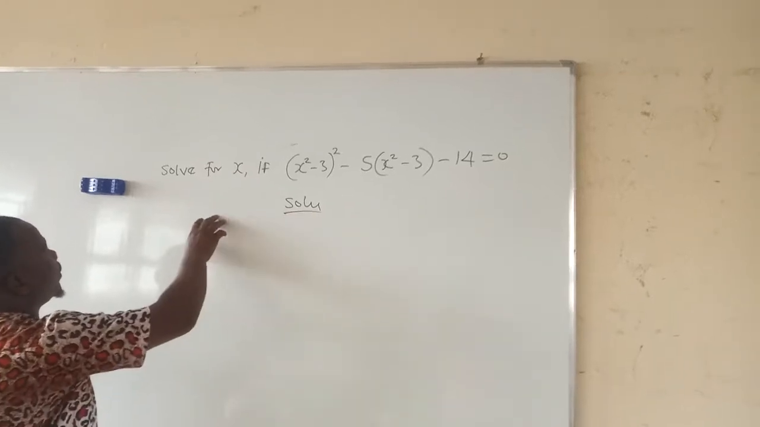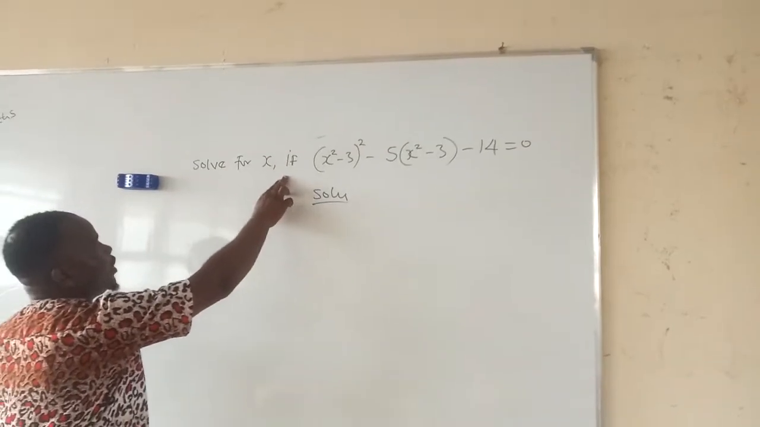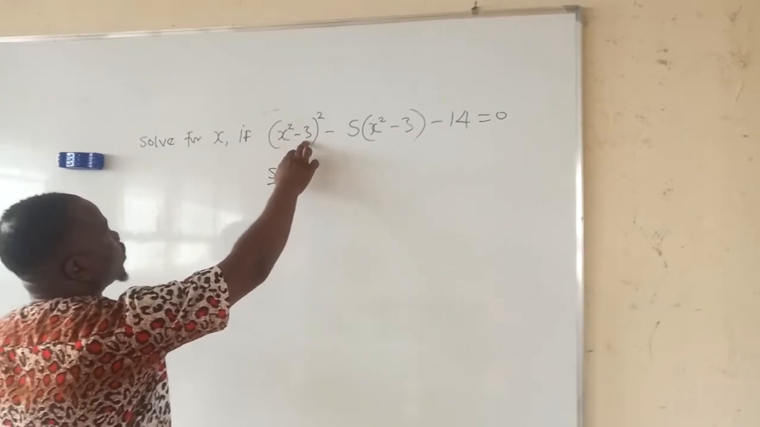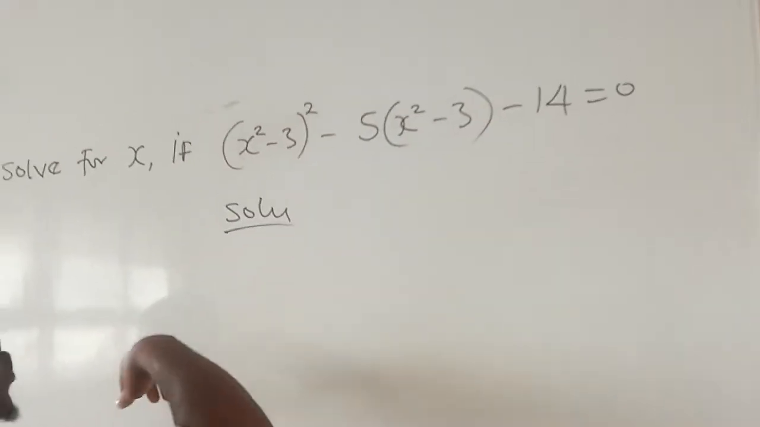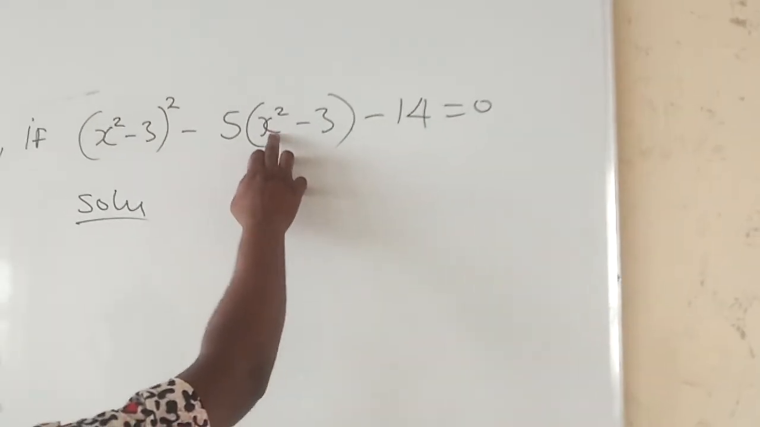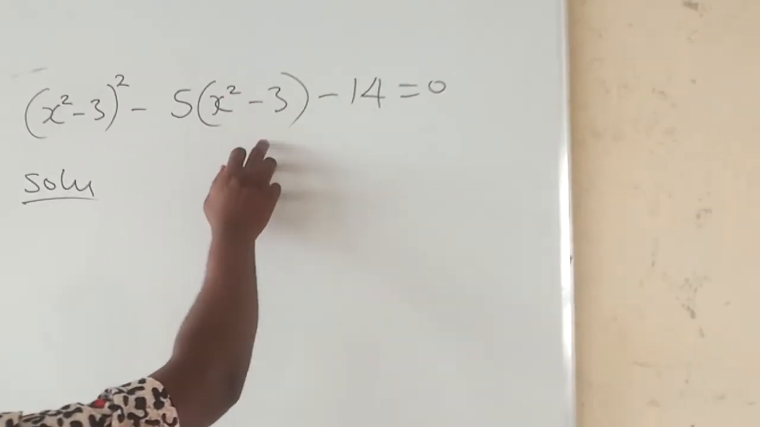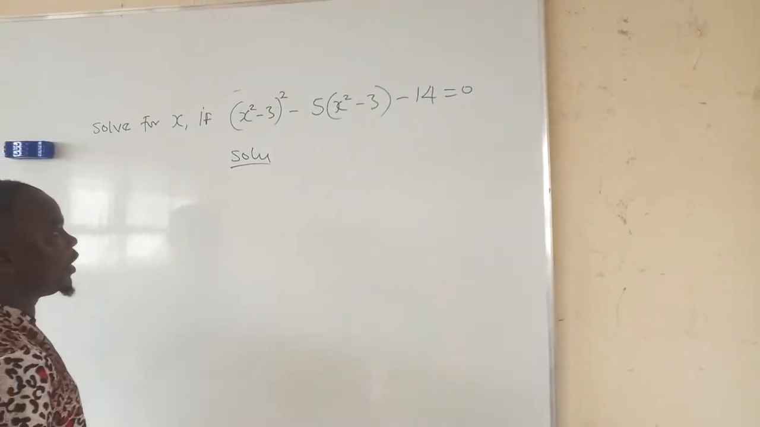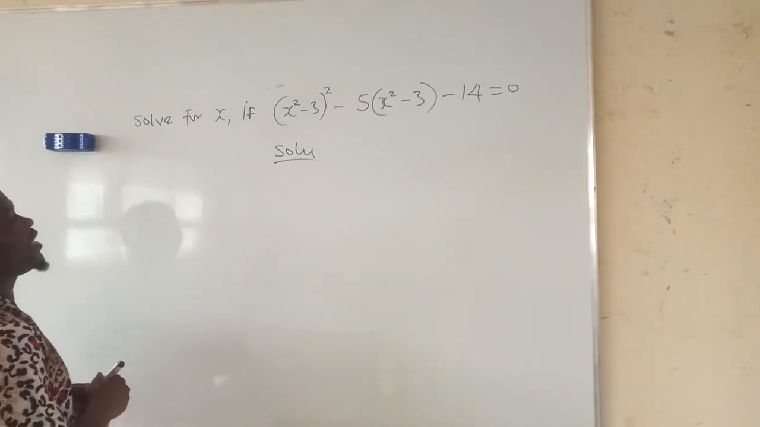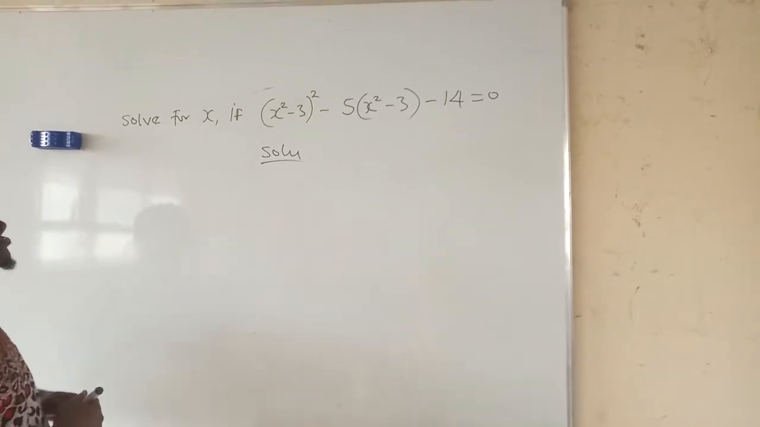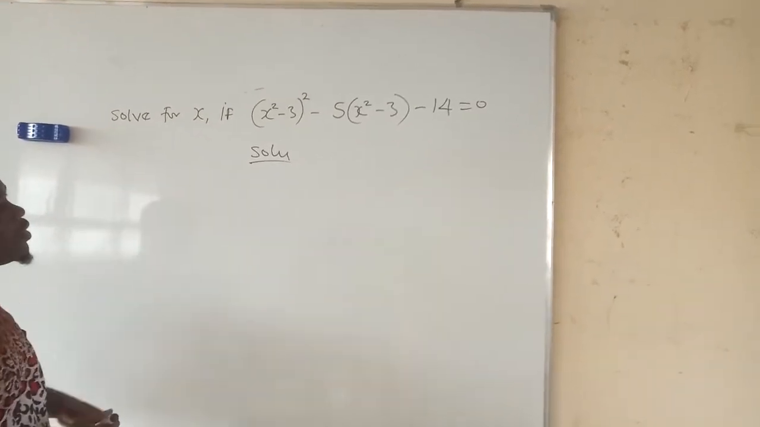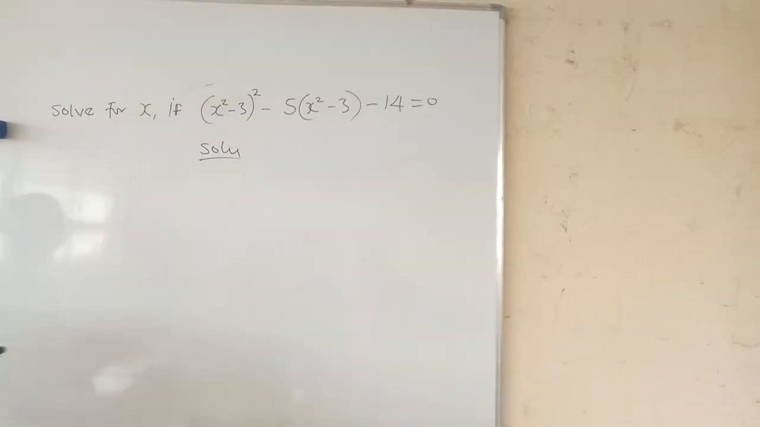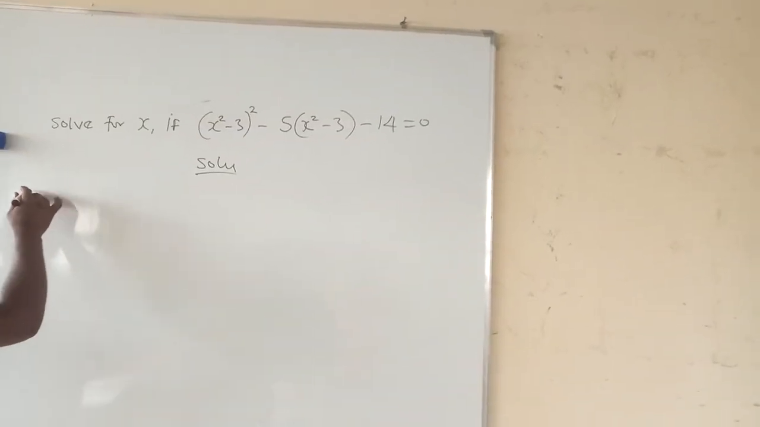At this problem, solve for x if (x^2 - 3)^2 - 5(x^2 - 3) - 14 = 0. Amen. It's not difficult. It's as simple as ABC. Is that clear? I'm going to break this problem down for you to understand. I'll teach you. Is that clear? Okay, so let us look at it.